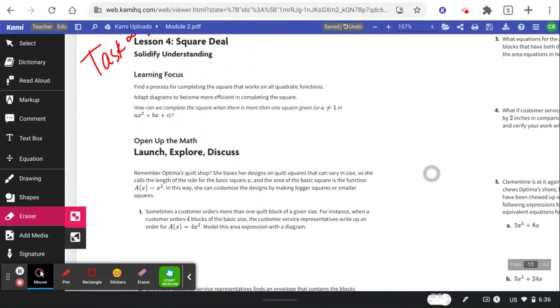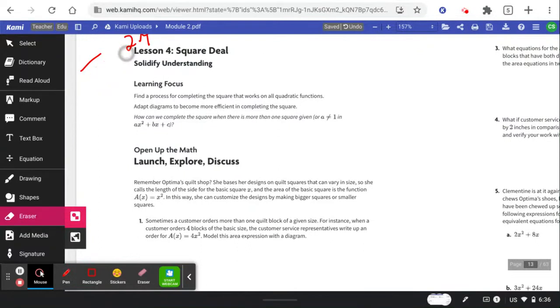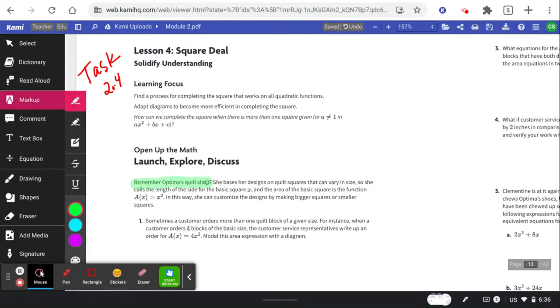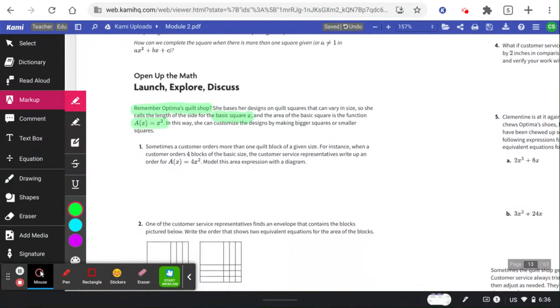But I'm going to start from the beginning for those who are absent or anyone who wants to just slowly review what we did today and make sure they understood it. Okay, task 2.4 starts talking again about this business of selling quilts, basing the design on the basic square X, where we know the area of that square block is X squared.